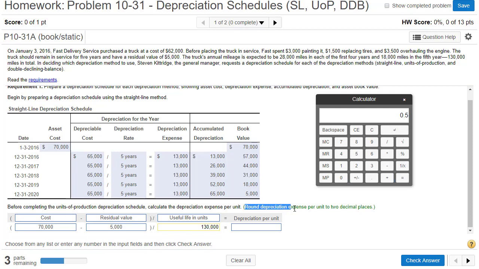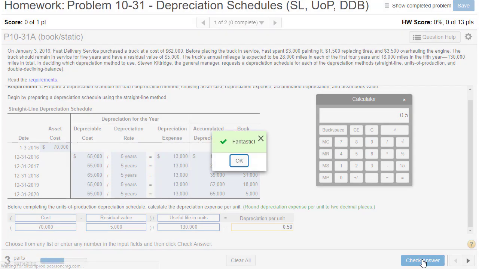Now it says round the depreciation expense per unit to 2 decimal places. Well, this one's already 2 decimals, 0.50. So this gives us 50 cents per mile. If this was 0.509, then we would have to round that to 51 cents. And if it was 0.501, we would round that down to 50 cents. But we got lucky and there is no rounding required.